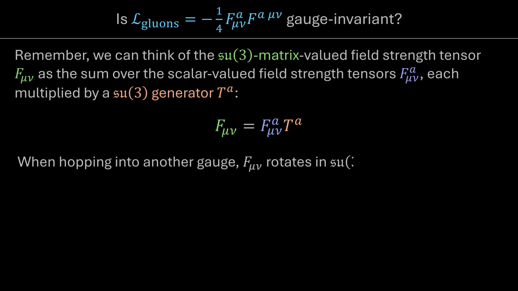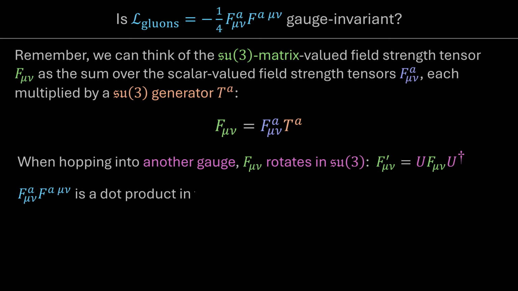And so therefore, when we hop into another gauge, the space-time components of F^μν are going to rotate in SU(3). They're going to undergo that adjoint transformation that properly reorients them in color space, as we proved in the last video. They're going to go into that U, U dagger sandwich.